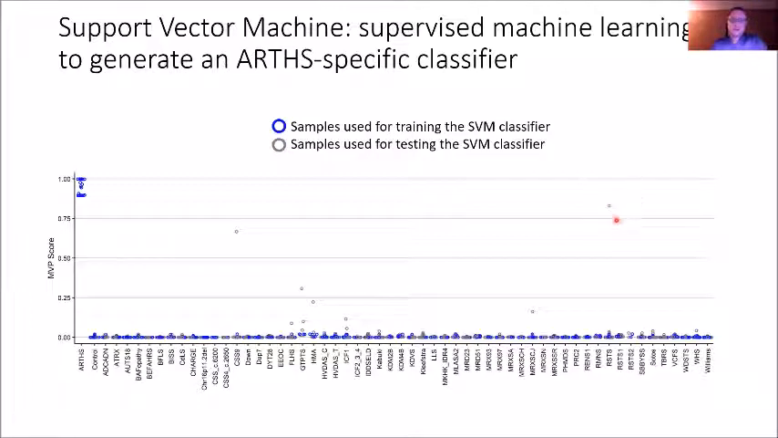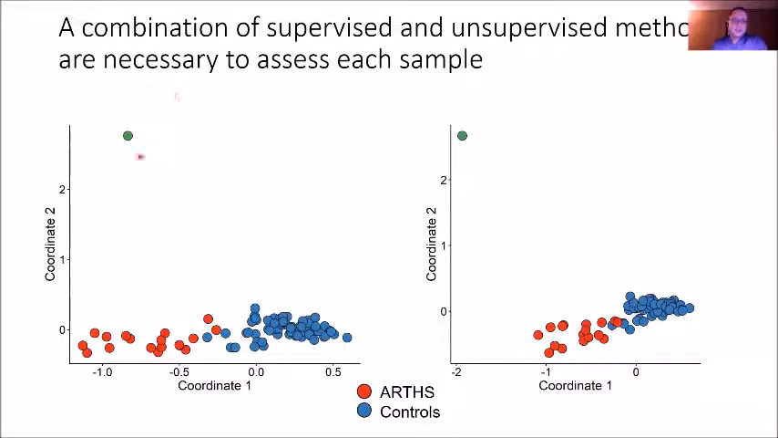So for example, if we can take this sample here and this sample here, we can go back to the unsupervised clustering, and we can see that those 2 samples, they are clearly not ARTHS samples. So we never use just the support vector machine classifier or just the unsupervised learning methods. We always use them in conjunction when we use these in the clinic to try to diagnose patients.